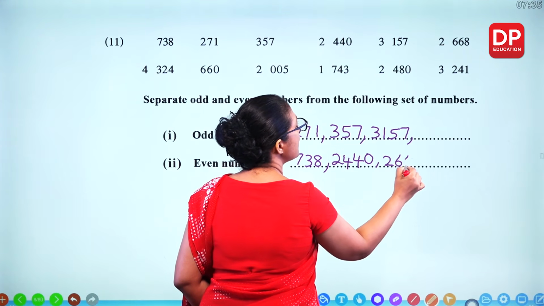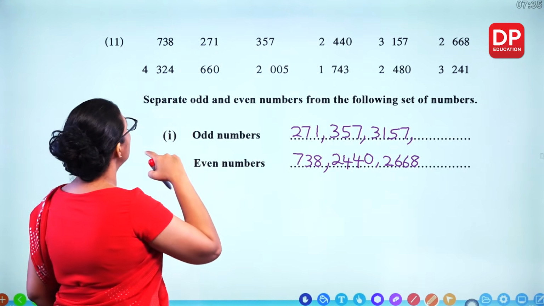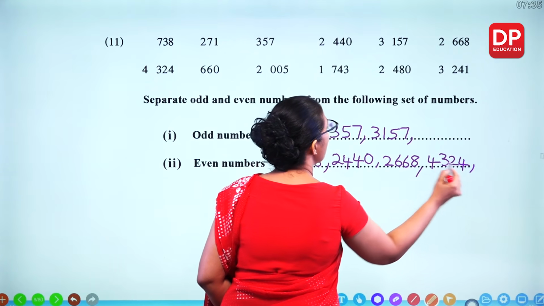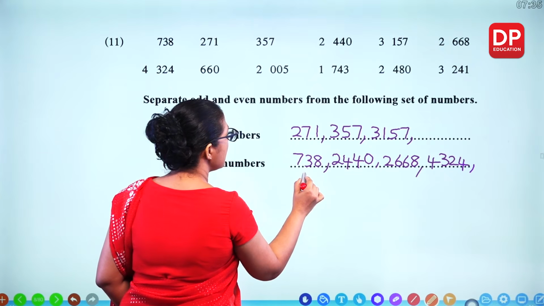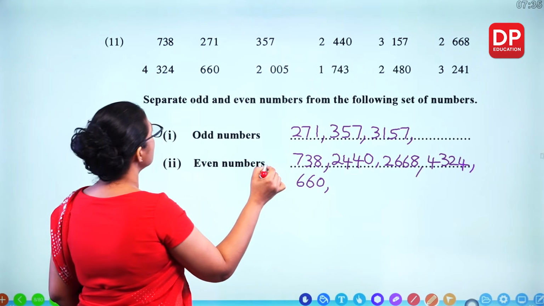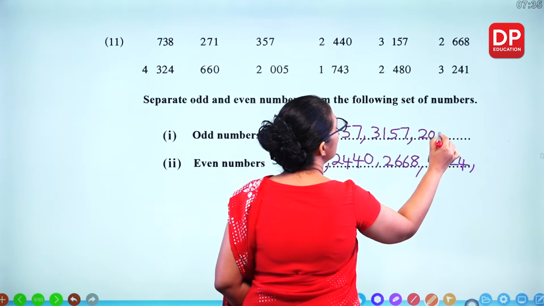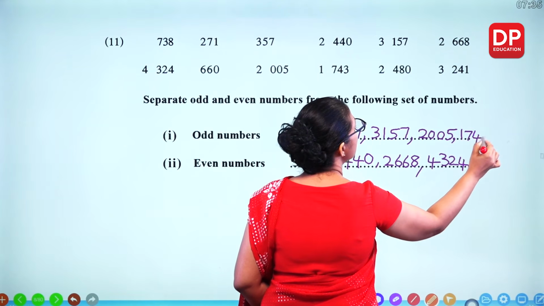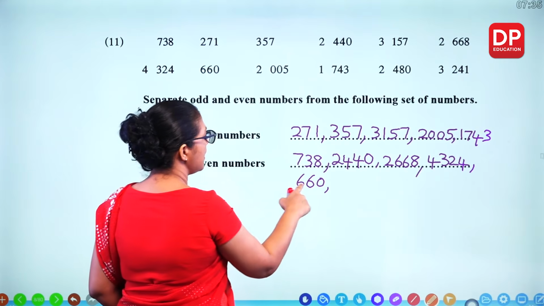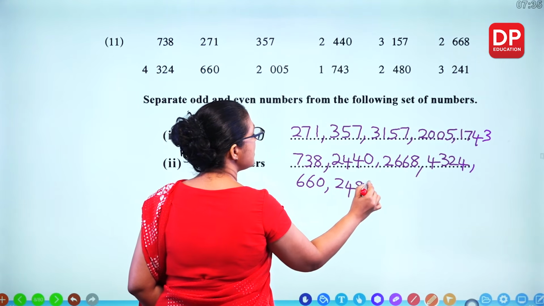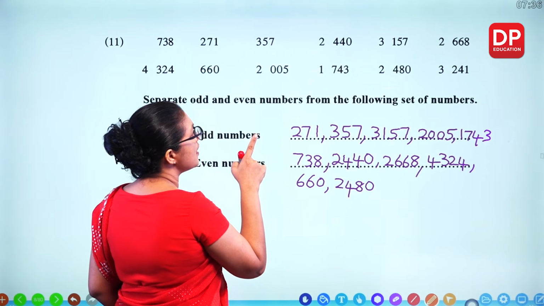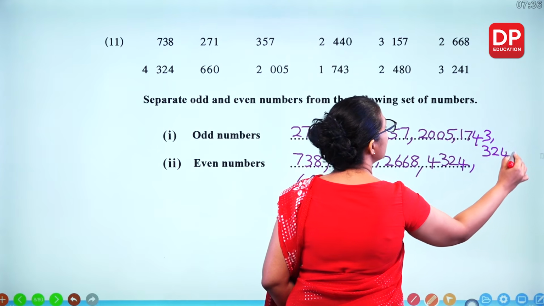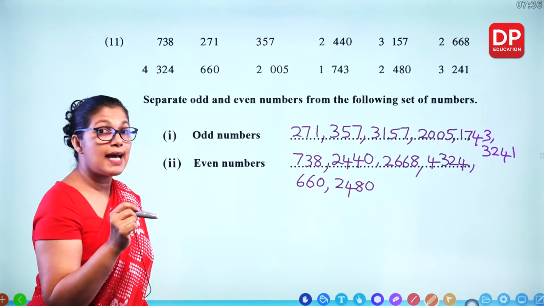2668. That's an even number. Then here, 4324. That's an even number. 660. It's an even number. 2005. Odd number. This one, 1743. It's an odd number. Here, 2480. That's an even number. The other one, the last one, is an odd number. 3241. That's an odd number because the last digit is 1.